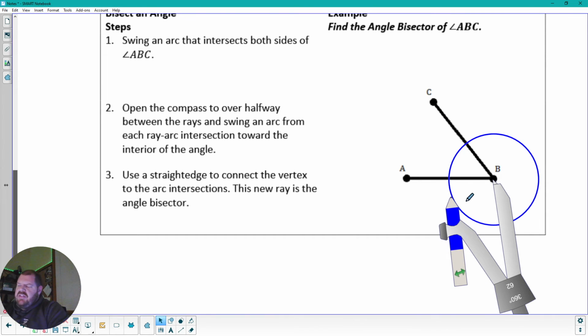So it says the exact same start, except start with a new ray, a destination for it. But swing an arc that intersects both sides of the angle. I just did that with a circle.